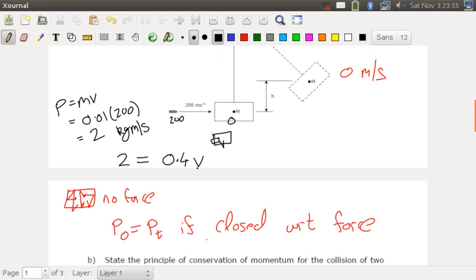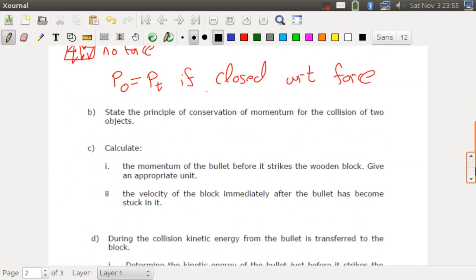So we get this rather simple formula to calculate v. v will just equal 2 divided by 0.4, which will work out as 5. So I get v equals 5 meters per second. And here the momentum equals 2 kilogram meters per second.